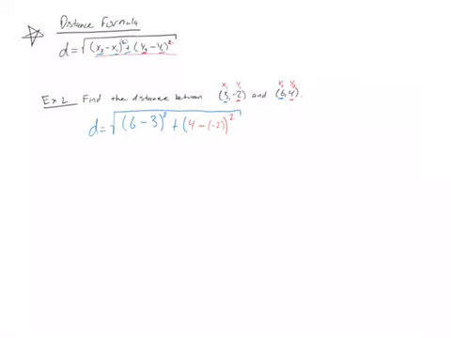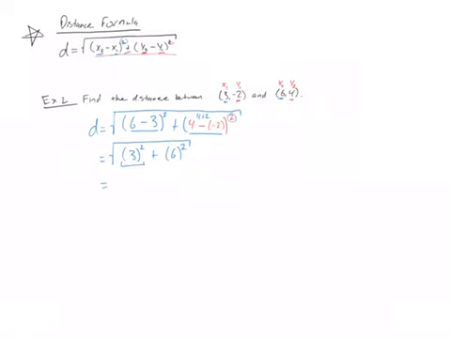So it looks kind of big and scary, but if we take it one step at a time, it's not going to be too bad. So let's look at this part right here. What is 6 minus 3? That's going to be 3. Plus, well, 4 minus the minus 2 is like saying 4 plus 2. So that's going to be 6. And then remember that's squared.